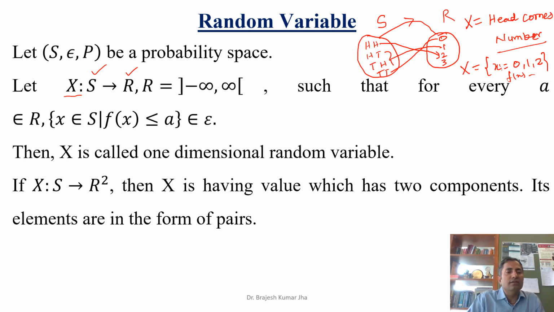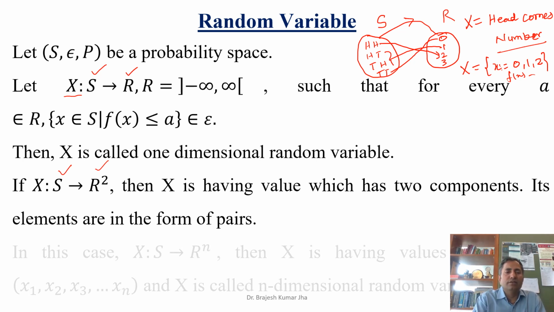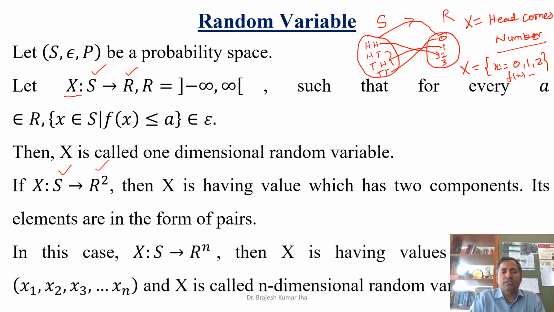In that case, x will be what? It is a mapping from S to R square. That defines the two-dimensional case, where x has a value with two components. So let's say x and y. In this way we can define, up to n-dimensional random variable. Again, the sample space is mapped to R^m.